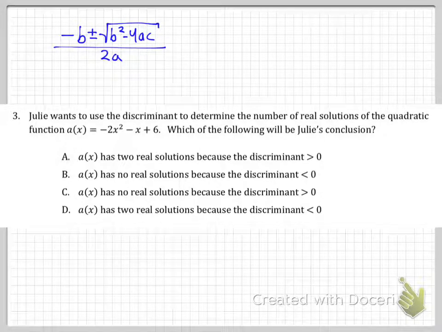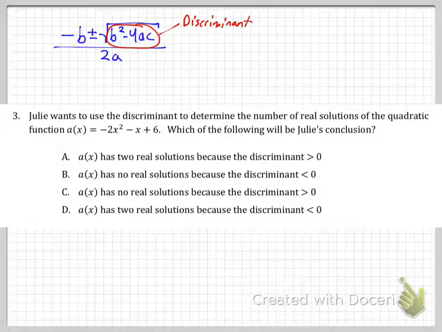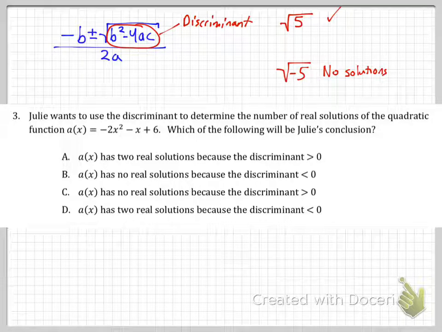So look at the quadratic formula. Inside of the square root is the discriminant. This number inside the discriminant tells us how many solutions there are. If it's positive, that's a good thing. You can have a positive root 5. Sure, it gets a decimal, but that's okay. If you have a negative, you can't take the square root of a negative, so if the discriminant is negative, that means there are no solutions.